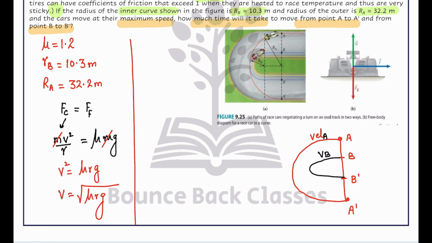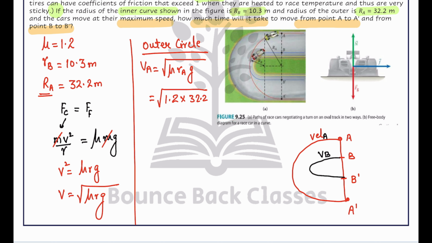Okay. Now first we need to find the velocities, velocity A and velocity B. For the outer circle, what is the velocity? VA should be root of mu R A g. Mu is the same for both the bodies: 1.2 multiplied by radius of A, 32.2, gravity 9.81. Now just solve this value and we will get 19.5 meter per second. This is the velocity A.